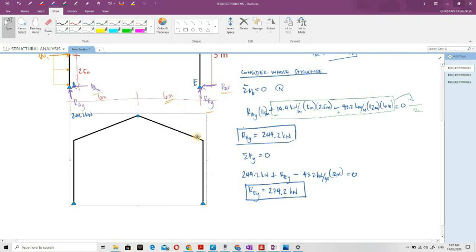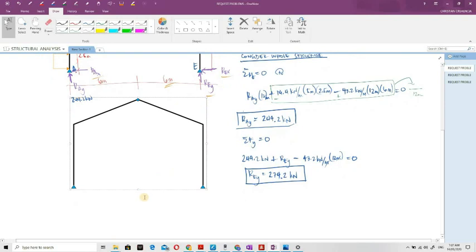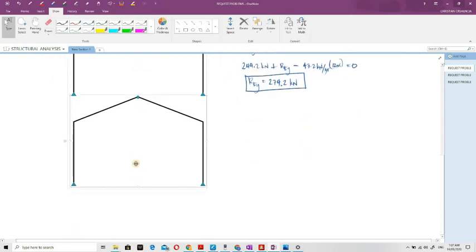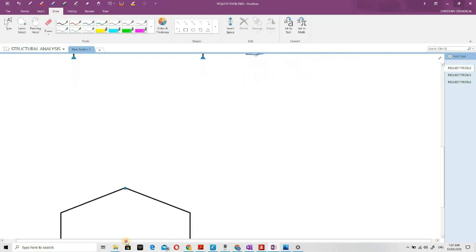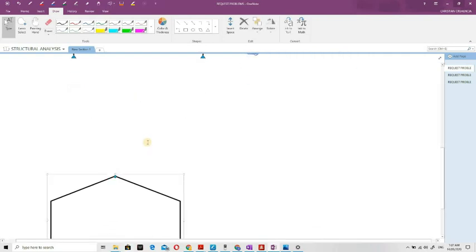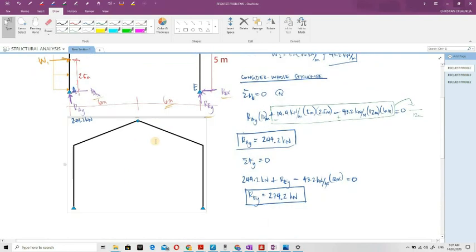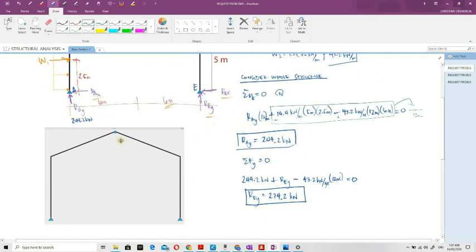ika-copy ko muna to kasi kailangan ko to sa baba. So, consider lang natin yung kalahati ng ating truss. Okay. Disregard muna natin to. So, i-consider natin yung kalahati. Okay. So, again, this is point A, B, and C.